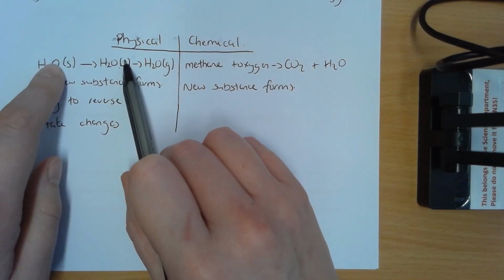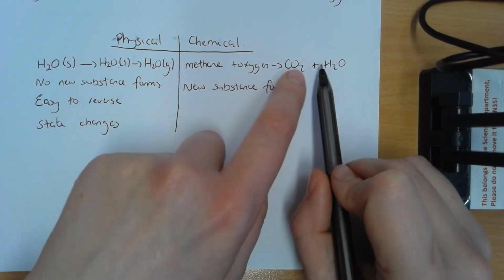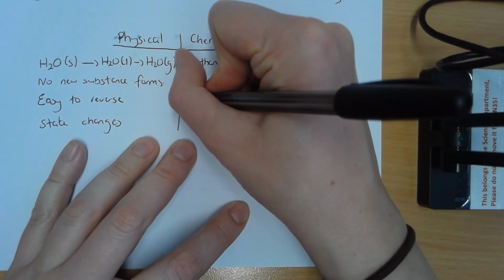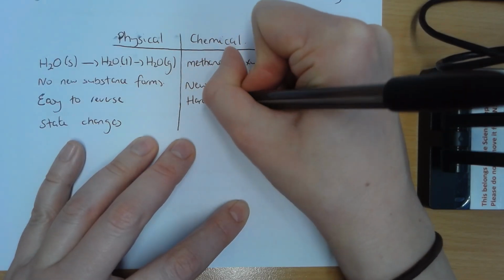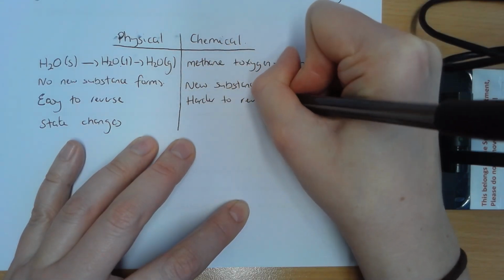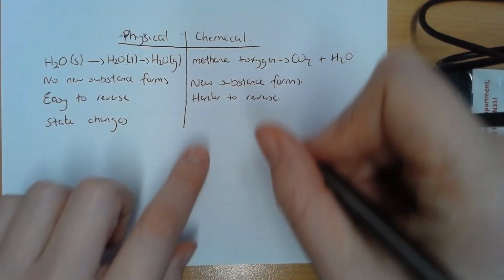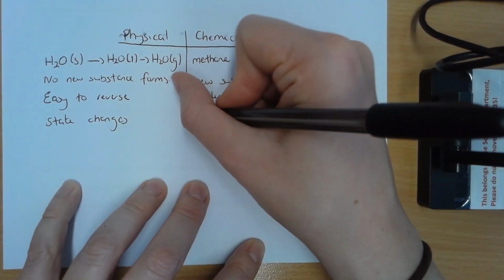Formulas didn't change over here. I wasn't making something new, but the formulas do change here. I'm forming a new substance, and this is much, much harder to reverse. All right, so burning something would be a chemical reaction. If you burn a piece of paper and you form ash, how are you going to get back to that original piece of paper? If you bake a cake, that's a chemical reaction. How are you going to undo the baking process and get back to your flour and your eggs and your sugar? Okay, so these ones are much harder to reverse.